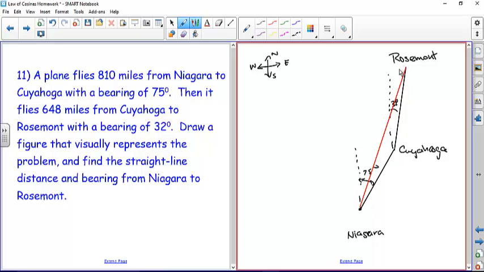Okay, so now we've got to figure out how we represent these angles relative to this particular triangle. And this is 810 miles. This is 648 miles.